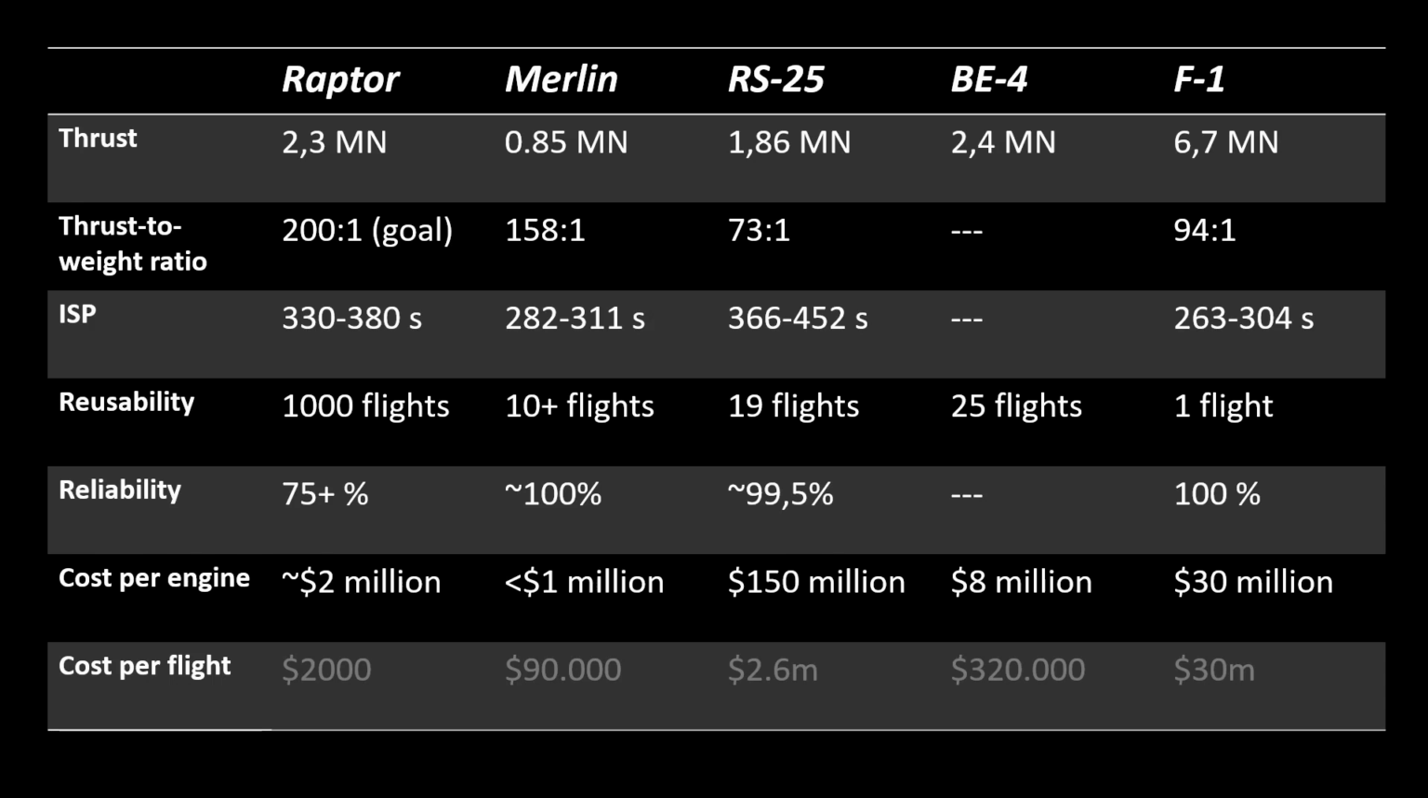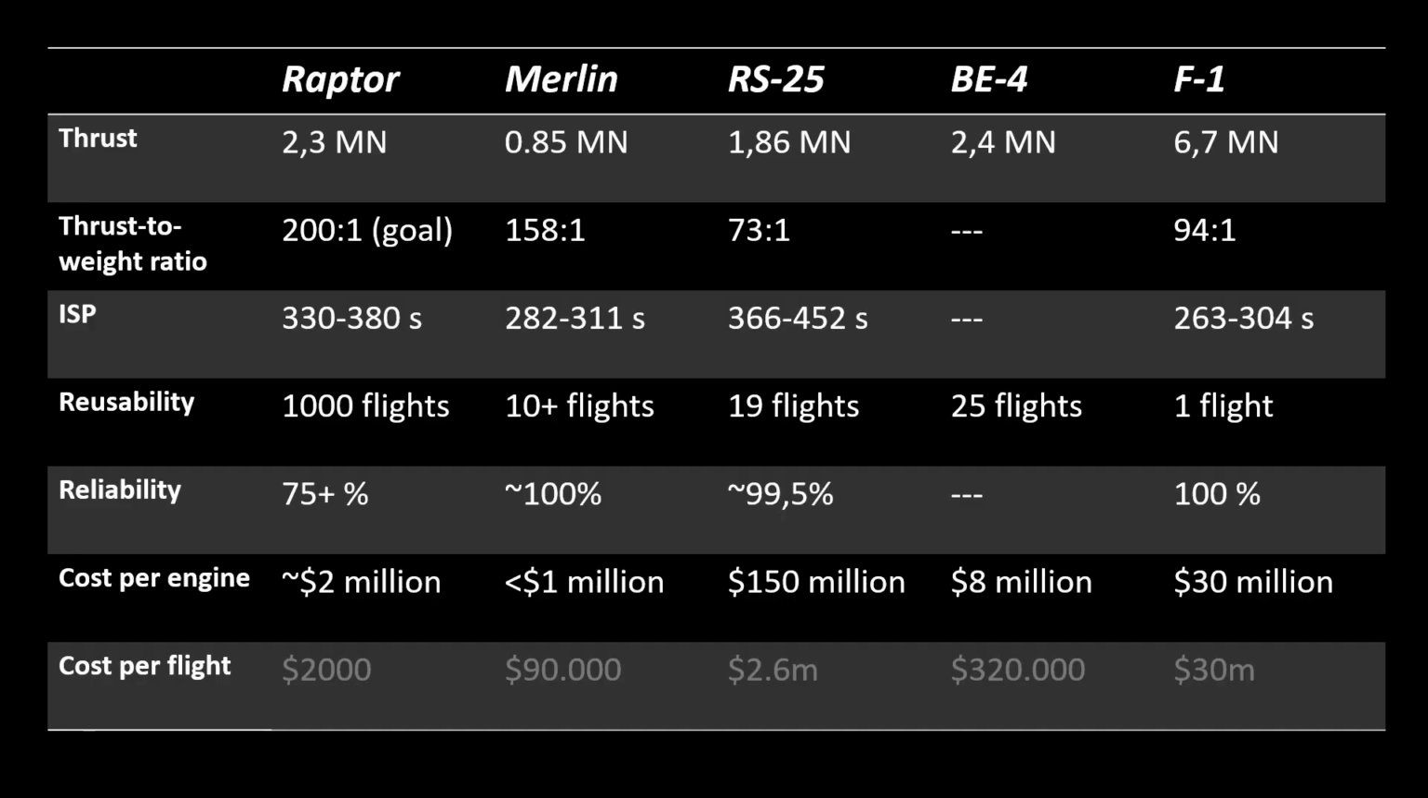The good old RS-25 is on the opposite end of the scale with a price of more than $50 million. NASA even paid Aerojet Rocketdyne a whopping $150 million per engine for the Artemis program. That's exactly the price of a Falcon Heavy, just for comparison. The BE-4 by Blue Origin is said to cost around $8 million per engine, placing it somewhere in the middle.